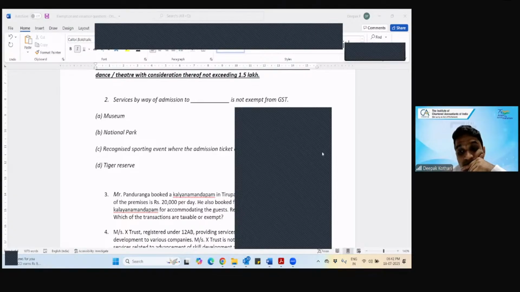Right. Option D. Soumya. Option C. Second one, Lalisha. Museum. Previous one. Okay.